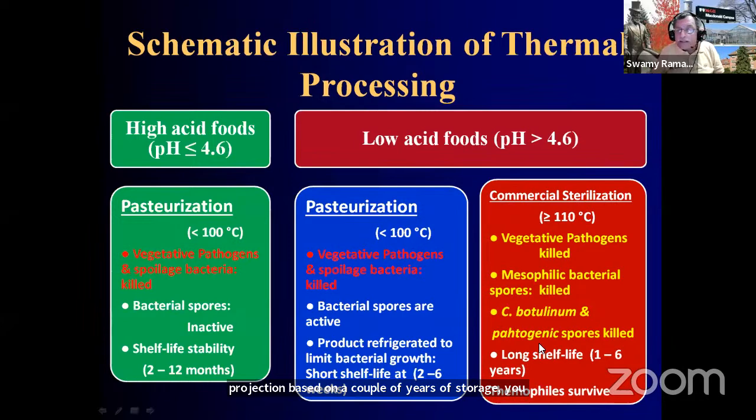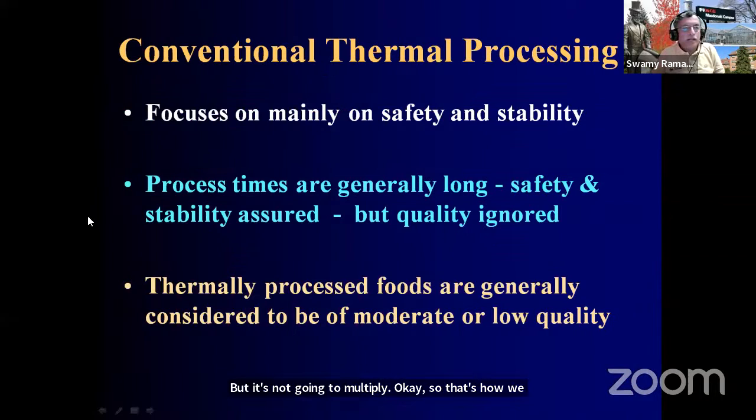But in this case, as I mentioned, thermophilic bacteria can stay there, but it's not going to multiply, okay? So that's how we get this conventional thermal processing, okay? The conventional thermal processing, again, is focused on safety and stability. The process times are usually long, and safety and stability is assured, but the quality part is generally ignored, okay? Thermal processed or canned foods are considered to be kind of a second-rated quality product, okay? Not a very high quality. So it's a moderate or sometimes even low quality as far as the product is concerned.